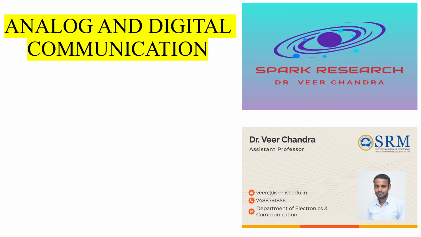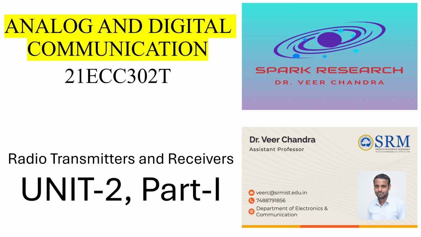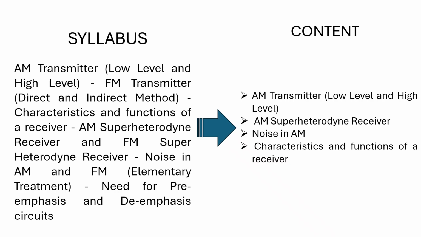Here we are going to continue in this series, Analog and Digital Communication. Course code is 21ECC302T, and in this session we are going to take the contents from the second unit. If you look at unit two, it primarily considers two topics, that is transmitter and receiver. We will talk about both types of transmitter, like amplitude modulation and frequency modulation, and the same for the receivers for both types of modulation, right?